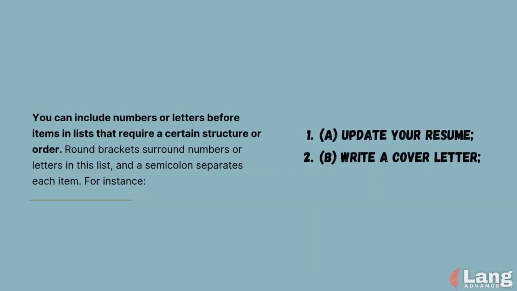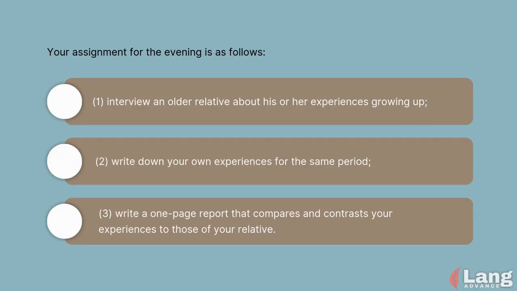You can include numbers or letters before items in lists that require a certain structure or order. Round brackets surround numbers or letters in these lists, and a semicolon separates each item. For instance, your assignment for the evening is as follows: (1) Interview an older relative about his or her experience growing up; (2) Write down your own experiences for the same period; (3) Write a one-page report that compares and contrasts your experience to those of your relative.